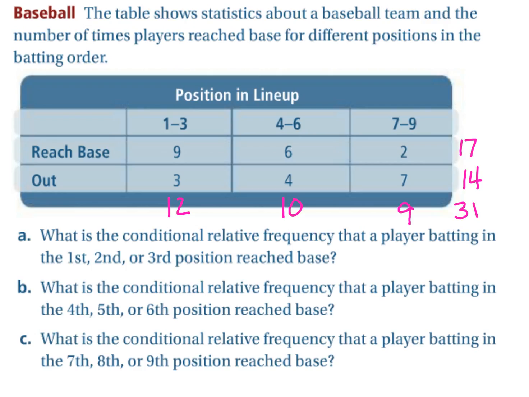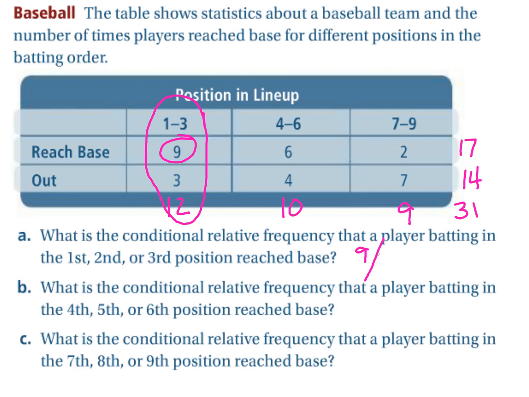What is the conditional relative frequency that a player batting in the first, second, or third position reaches the base? Okay, so given that they are in first, second, or third position and that they reach the base, would be 9 divided by 12, which is 0.75.